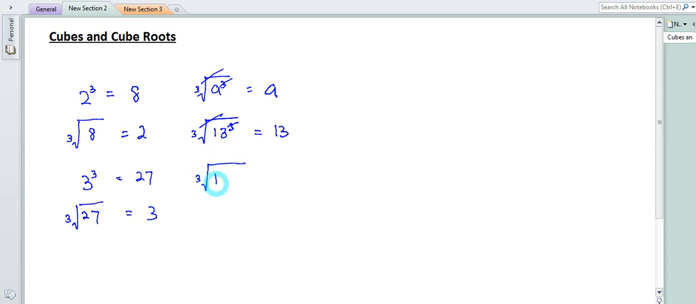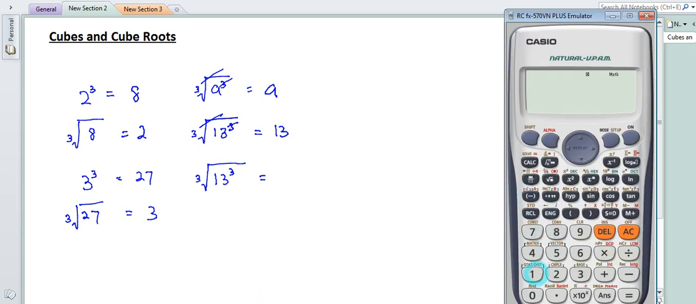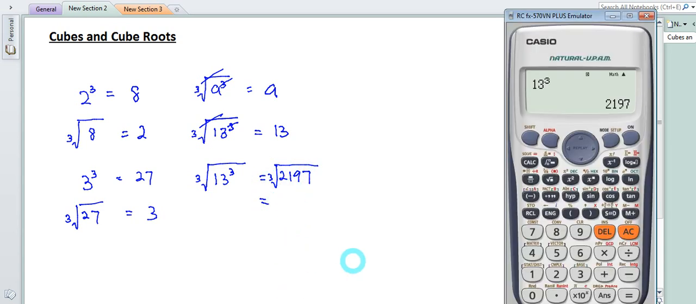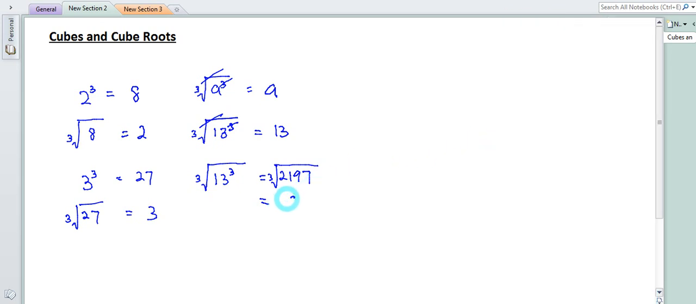Okay, we can use the calculator. Let me show you here. Maybe I press 13 to the power of 3 first. Cube, you get 2197. So cube, not the cube root. So copy 2197. Okay, then you cube root it. Cube root of 2197. Okay, you see, you actually get back 13. So we don't have to do like this. We just can cancel this way and look at the number inside here, and that will be the answer.